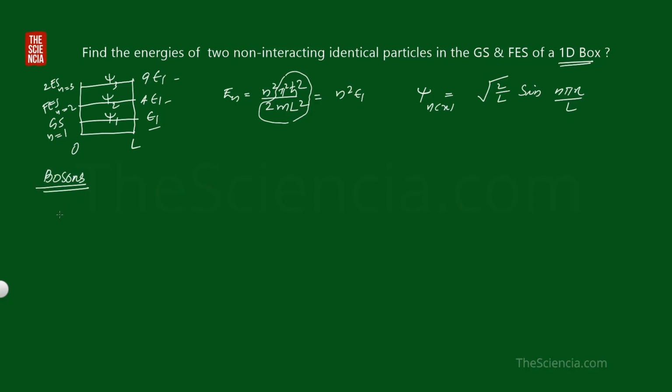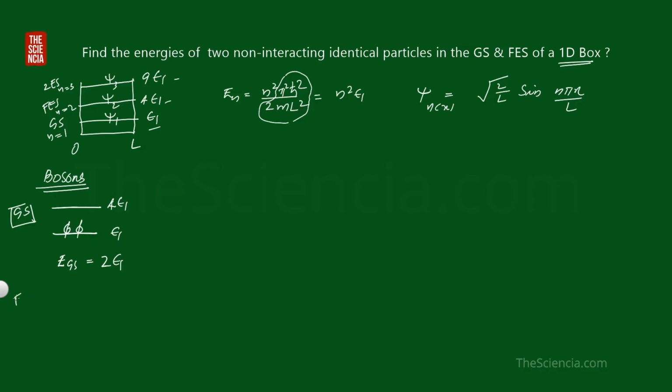Okay, so first we are going to discuss for bosons. We know for bosons there are no restrictions. Any number of particles can be in any state. So first let us consider the ground state. This is the ground state, that is the energy is E1. This is the first excited state, that is energy is 4E1. So both the particles are in the lowest energy state, that is the ground state, right? So what will be the energy? The ground state energy will be equal to, two particles are there and both have the same energy E1, so the total energy will be 2E1.